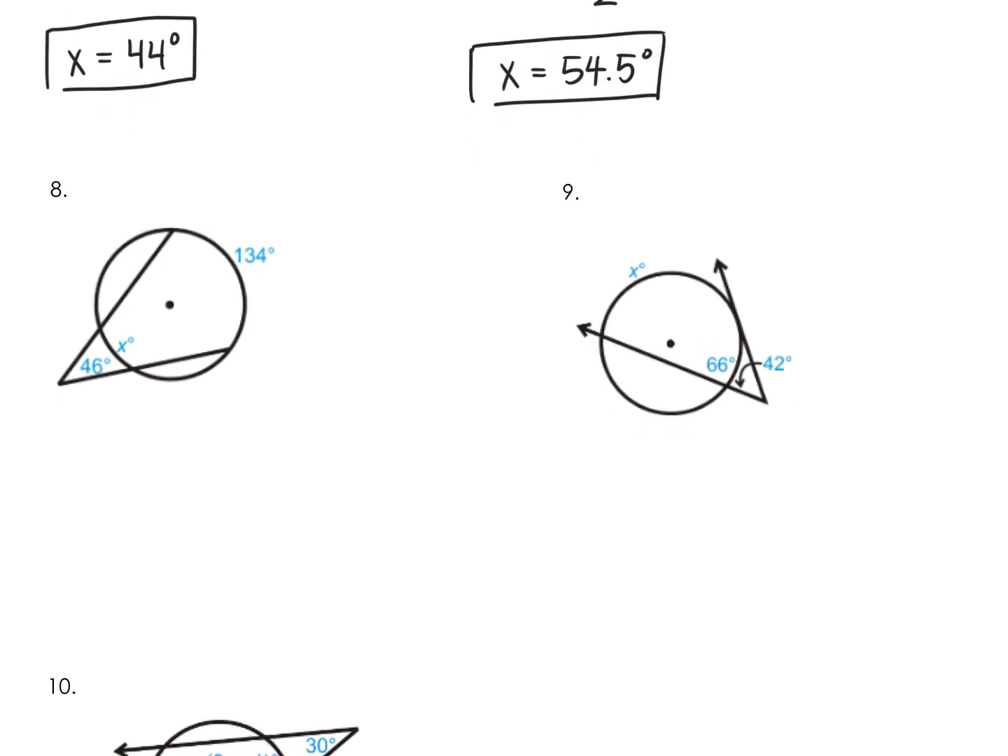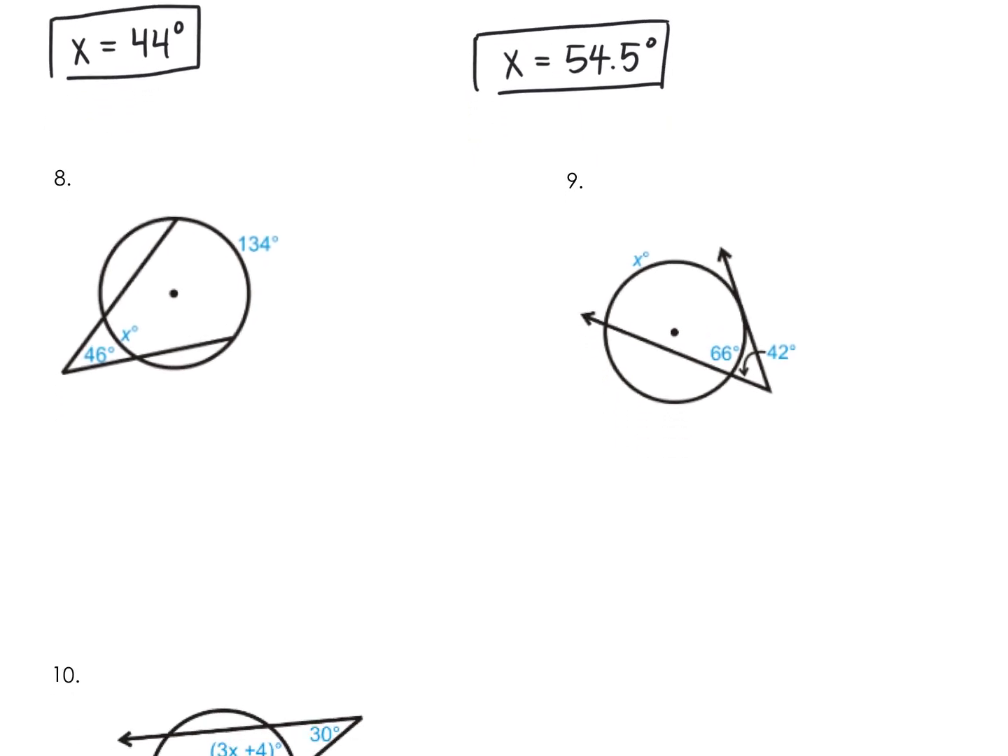So let's go ahead and look at an example where we use the formula. We know the measure of the outside angle, but we want to solve for either the measure of the outside arc or the inside arc. So in this example, I know the measure of my outside angle is 46. We know the measure of our outside arc is 134, but we don't know the measure of our inside arc. So when we set up our formula, we know 46 has to equal 134 minus x divided by 2.